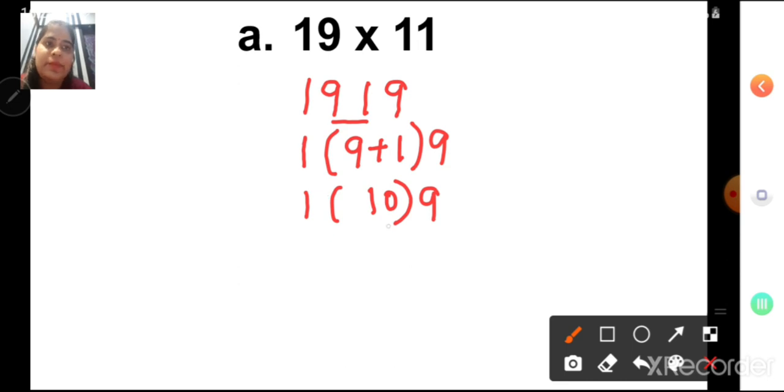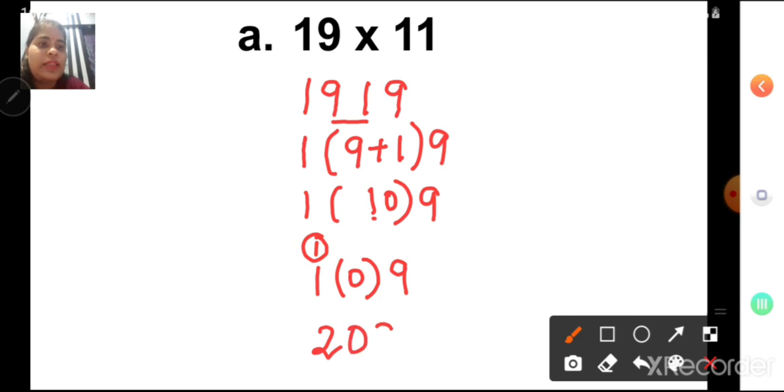Now inside the bracket, we cannot take 2 numbers. So how we do carry over? The same way we have to do. Okay. Number 1 will be carry over to the next place. So I will write here 1. This 1 will be carry over here up. Inside we have 0 remain left and then number 9. Okay. Then 1 plus 1 we have to add. It is 2. Then 0 and then 9. So this is our final answer. 19 multiplied by 11 is equal to 209. This is our final answer.